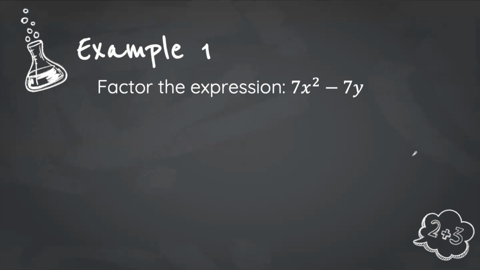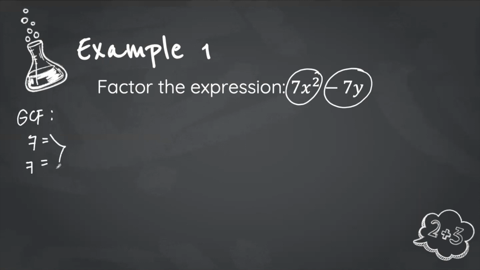So, we have to find first the GCF of the terms. What are the terms here? We have 7x squared and negative 7y. Let's identify first the GCF of the coefficients. The coefficients are 7 and 7. So obviously, the GCF of 7 and 7 is 7.